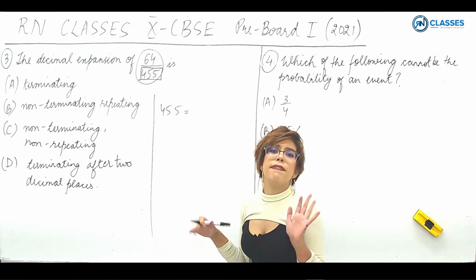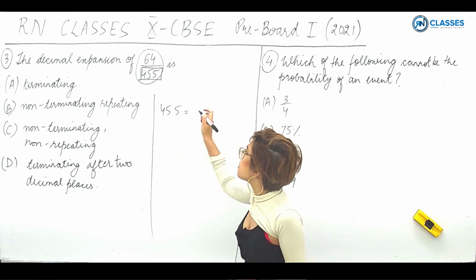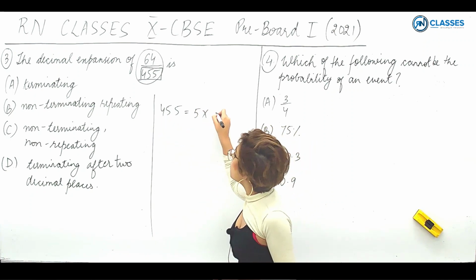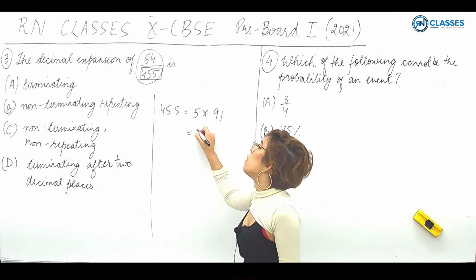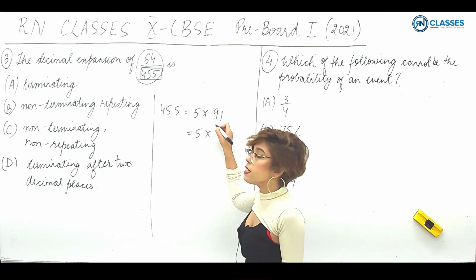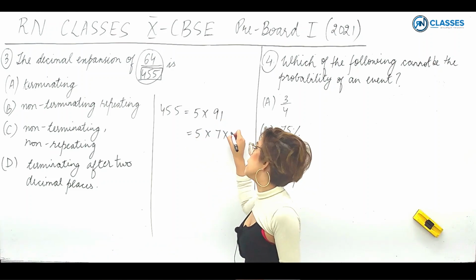Now, before the prime factors, let's write the factors. I can see that it is divisible by 5, so 5 into 91. And then 91, I know that is 5 into 91 is 7 into 30, yeah.